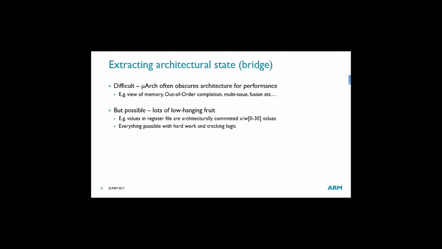But what we found is that there's often low-hanging fruit. The register file, in particular, in an in-order core, constitutes low-hanging fruit. It's slightly more difficult even for the M7 that I've illustrated an example of, because it's a superscalar processor. It has dual issue, so extracting those register writes is slightly more difficult than I explained. But everything is possible with a little bit of hard work, some elbow grease, and some tracking logic.